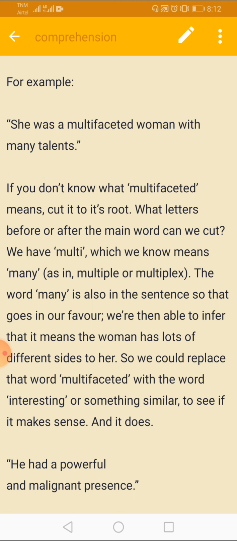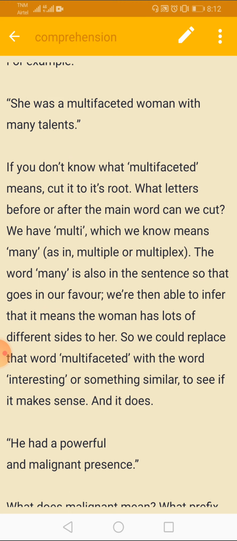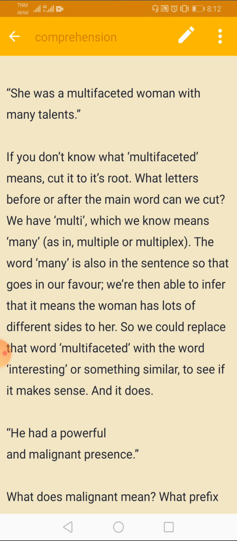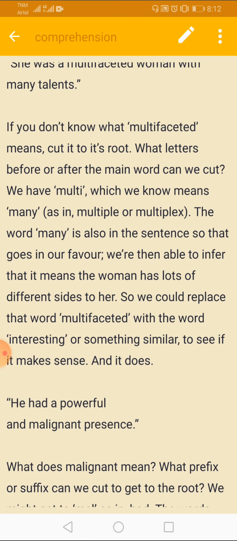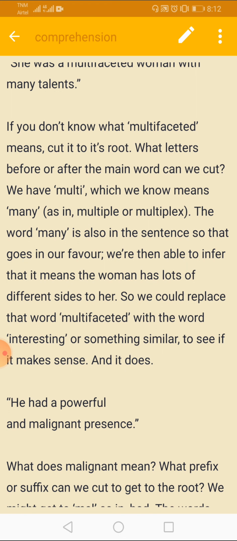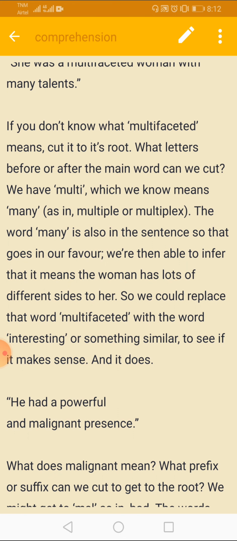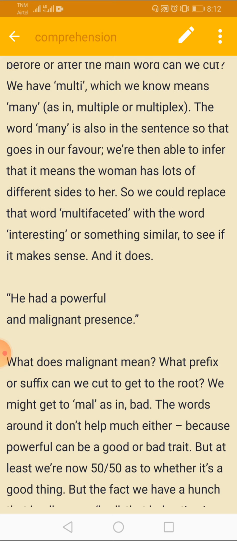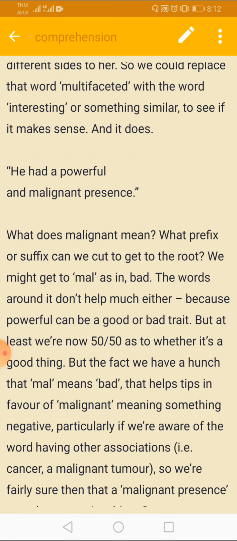What letters before or after the main word can you cut? We have multi, which we know means many. The word many is also in the sentence, so that goes in our favor. We are then able to infer that it means a woman has lots of different sides to her. So we could replace the word multifaceted with the word interesting or something similar to see if it makes sense, and it does. He has a powerful malignant presence.